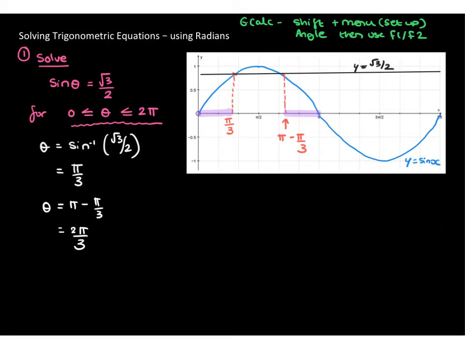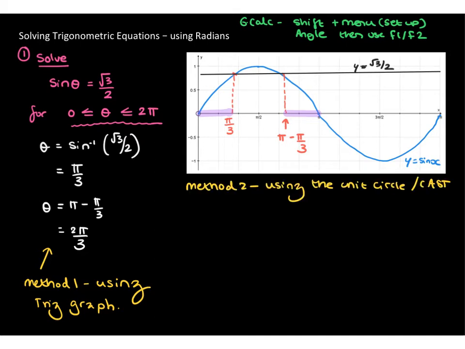So this is method 1, where we use the periodicity of the graph to solve the equation. Now we're going to have a look at an alternative method where we use the unit circle. Of course, some of you might describe that as using the CAST diagram to solve the equation. So I'm going to draw myself a pair of axes like this. I could draw the circle on as well. I'm actually not going to draw the circle, as we can do this without the actual circle shape.